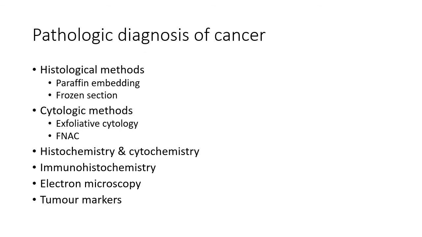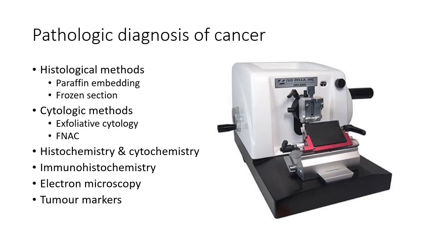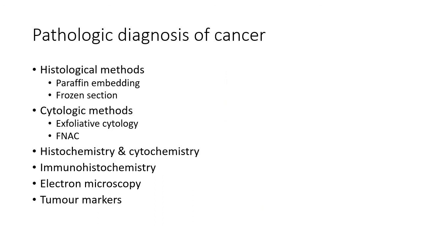Cancer can be diagnosed by various pathologic methods. These include histological methods like paraffin embedding, where 10% formalin is used to fix the tissue and then it is embedded in molten paraffin wax for making tissue blocks, and then it is fine sectioned with the help of a rotary microtome, and this section is usually stained with hematoxylin and eosin.